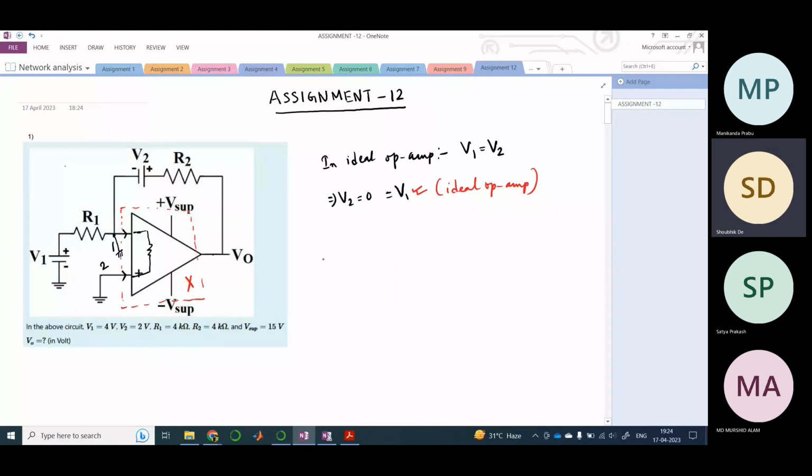So basically now what it becomes is something like this. See, let me just draw it. So if we remove the op amp here, so this is our V1 here, right? This is R1.